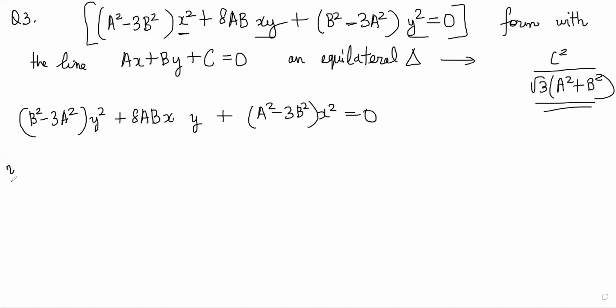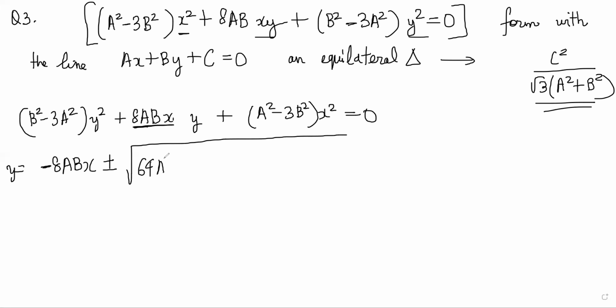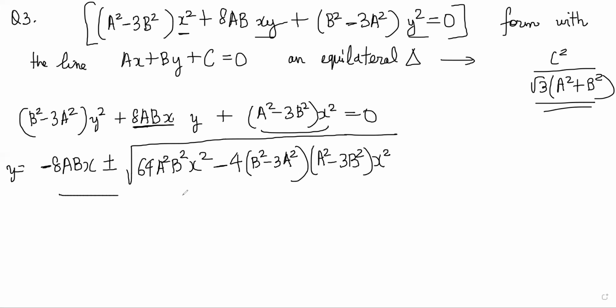And if I solve this for y, I get y is equal to minus 8abx plus minus root over 64 a square b square x square minus 4 times this constant, which is b square minus 3a square, and this thing, which is a square minus 3b square x square, all by 2 into b square minus 3a square. Let's simplify this. Just hold on for a second.